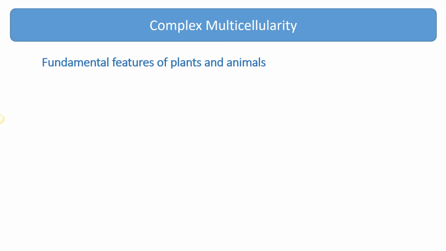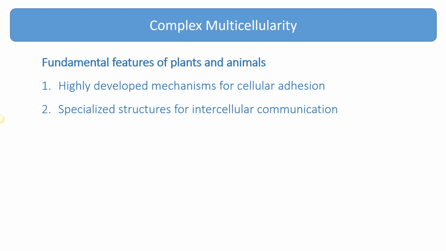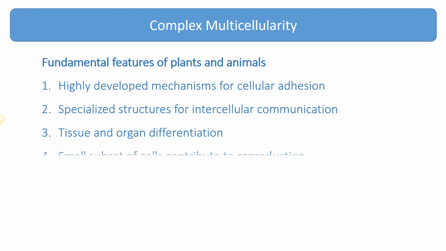Plants and animals differ in many ways, but they have some fundamental features in common. For one, they have highly developed mechanisms for adhesion between cells. They also have specialized structures for cell communication. There's quite a bit of tissue and organ differentiation in their bodies, and typically a very small subset of cells contribute to reproduction of the organism.